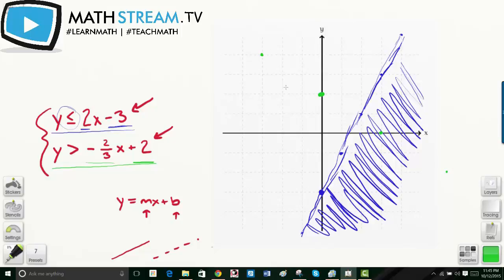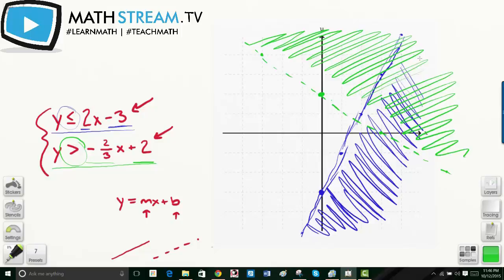This time I don't want to make the line solid because we have just a greater than sign. It's not greater than or equal to, it's just greater than. So I'm going to make this a dashed or dotted line. And again, think of this like the other side of the roof. Y is greater than, so that means we're going above the roof, up here. So I will shade this area.